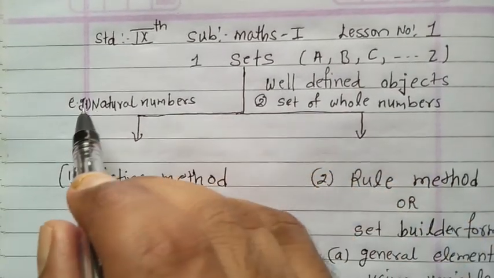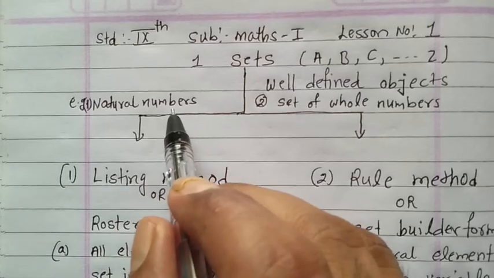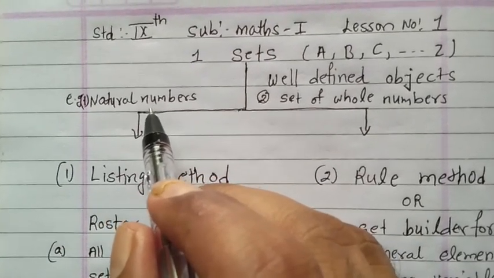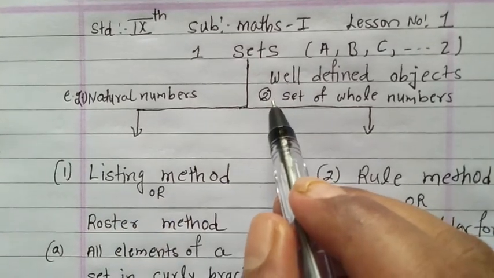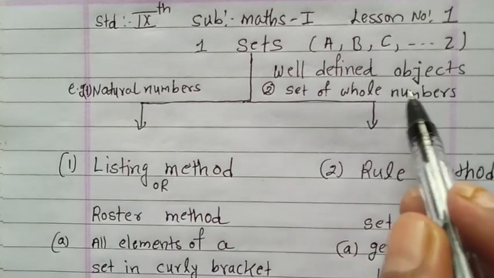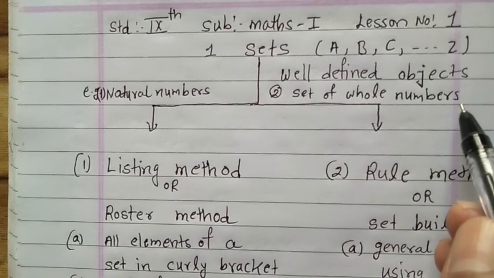And for example 1, natural numbers. Again, what is the natural number? 1, 2, 3, 4, etc. Second example is a set of whole numbers.